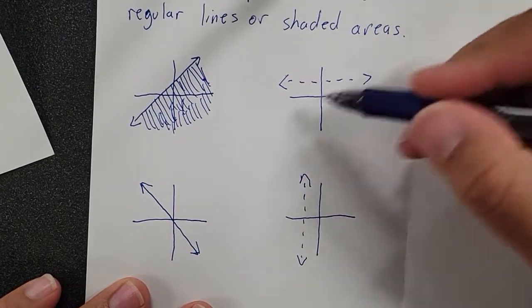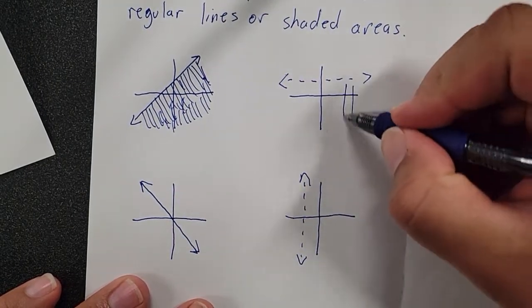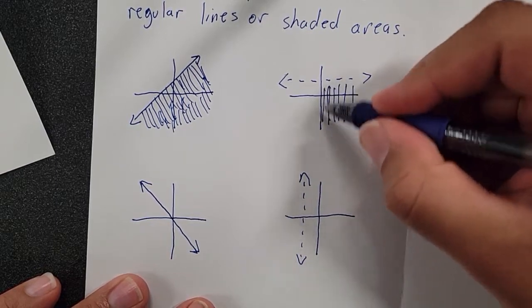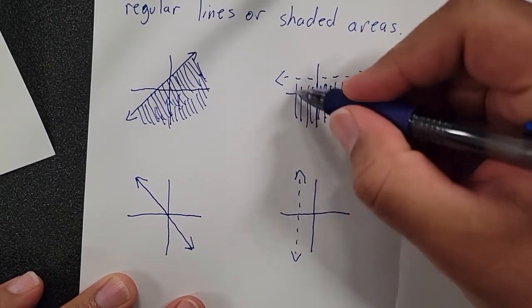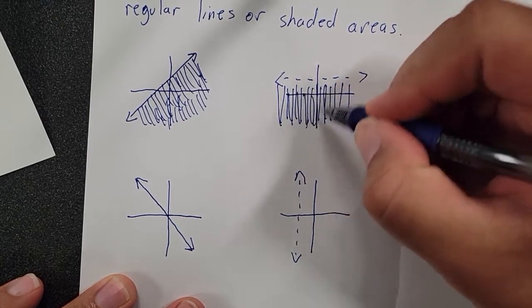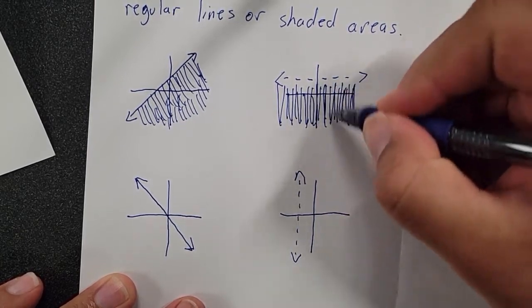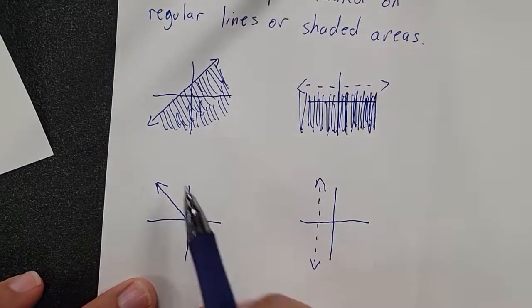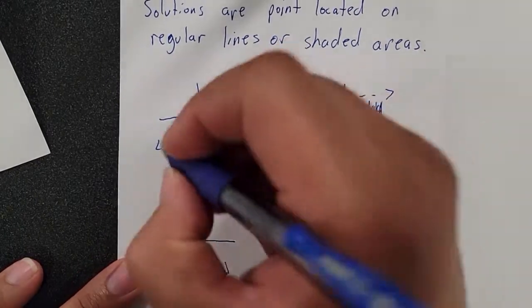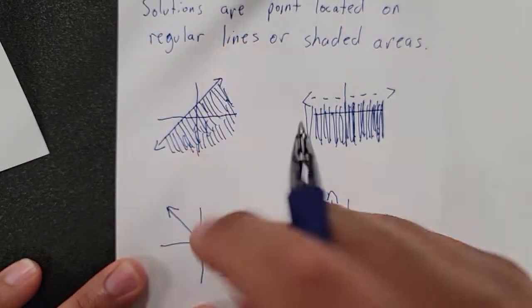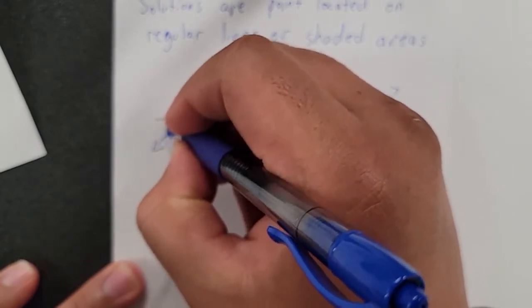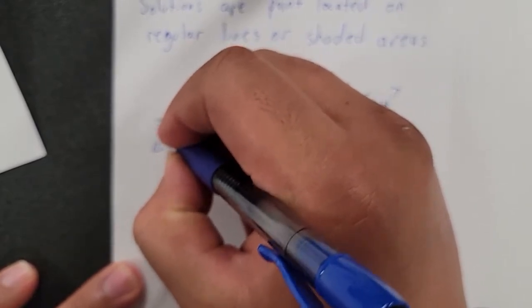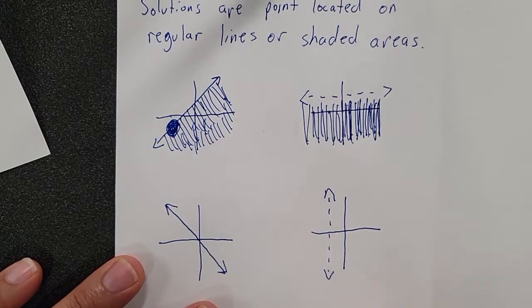If you have a dashed line like this, you can't touch the line. The answers do not touch the line part. That's why it's dashed. So make sure you know the difference between the shading parts. Now, what are the answers going to look like? My answers, it says the solutions are points located on regular lines. So put a big old point right here. This is an answer. It's on the line like that.